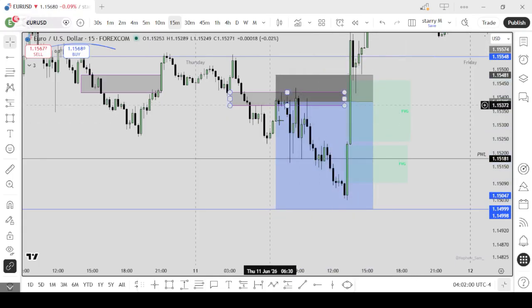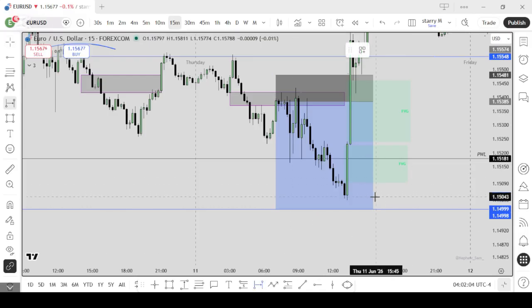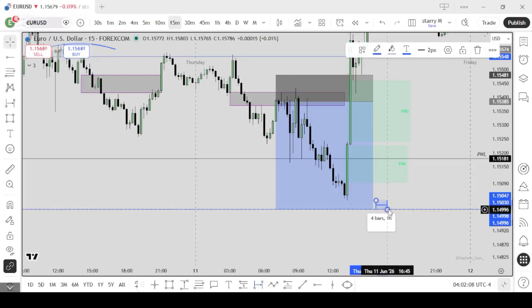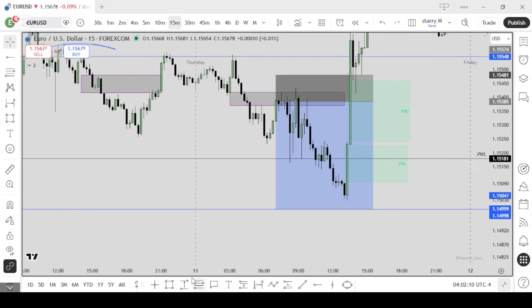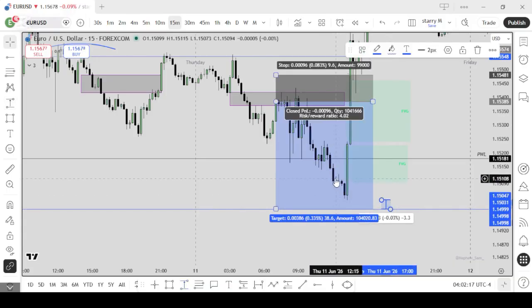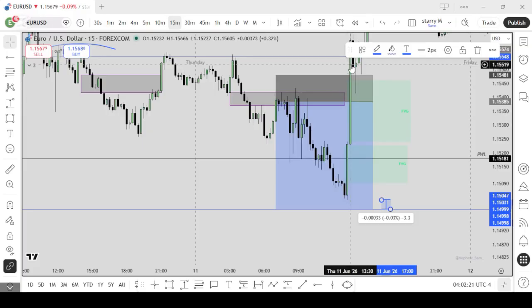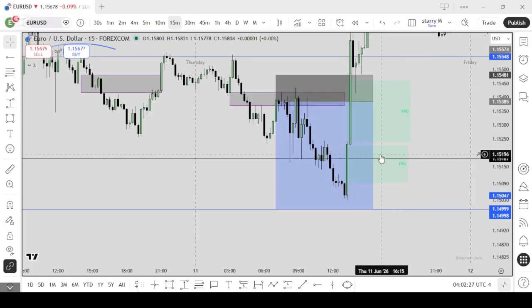As you can see, it missed by a pip. Yeah. And then reversed. Sorry. And then reversed. One minute I was seeing it here. The next I was seeing here. I don't even know how that happened. This was 3 pips. And that was it for me.